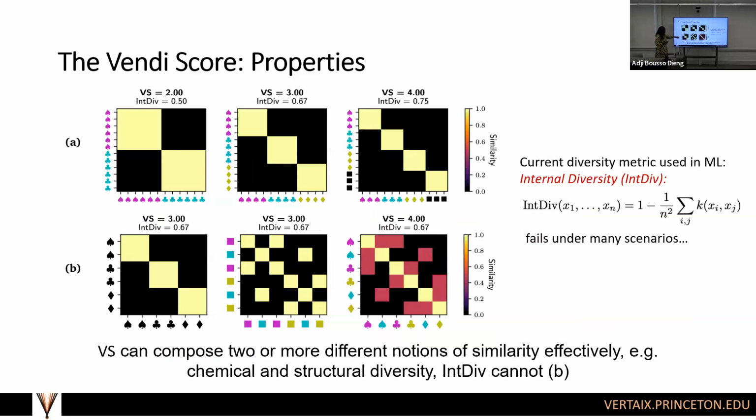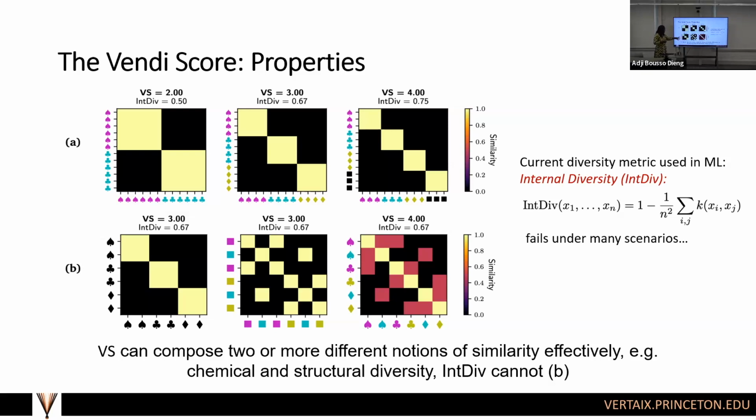Another property that I didn't talk about before is that with the Vendi score, you can compose 2 different notions of similarity. So for example, if you're a chemist and you want to capture both structural diversity and chemical diversity, you can compose the 2 kernels and be able to capture that.